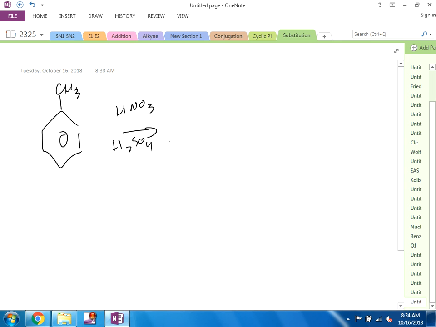Okay, the methyl group, ortho para or meta director? It's an ortho para director, okay? Now this is an example of a small group. So statistically, I think I had some students do this once and they got like a 66% yield of ortho and a 33% yield of para.